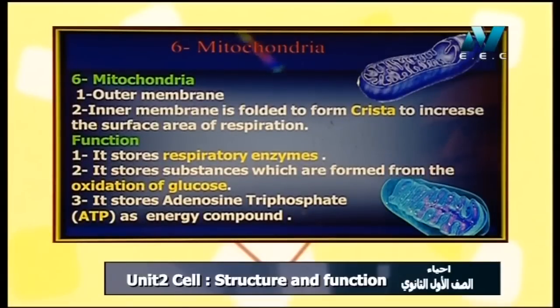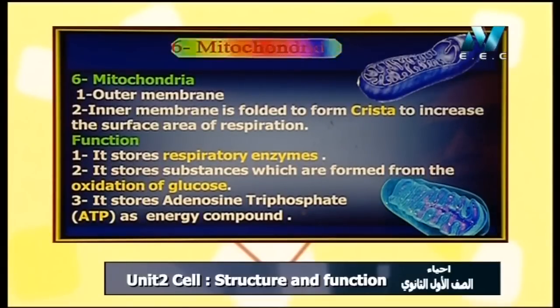Mitochondria are surrounded by two membranes. The outer membrane is stretched, but the inner membrane is folded to form cristae. The cristae increase the surface area of cellular respiration.